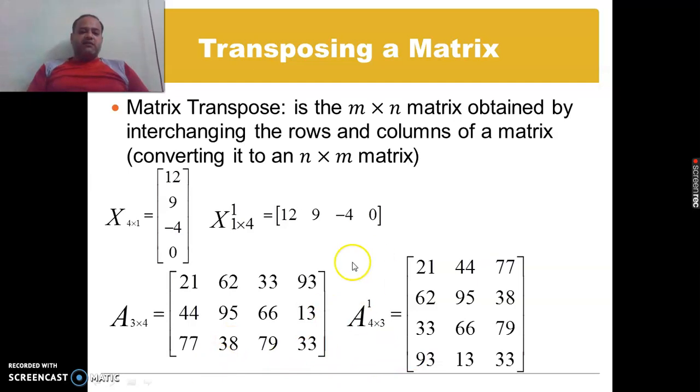Here, for example, we see a matrix of order 4 by 1, and if we take its transpose, it is converted into 1 by 4. This is the new matrix. Again, in the next example, this is A of order 3 by 4, and we can construct the new transpose matrix of order 4 by 3. Here you can see how transposition occurs.